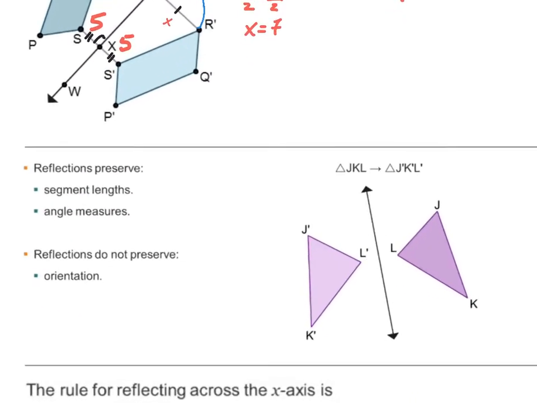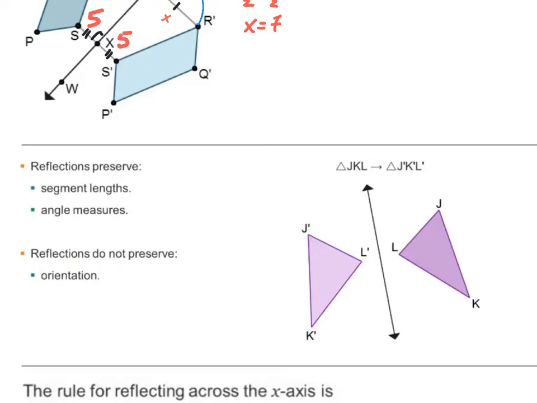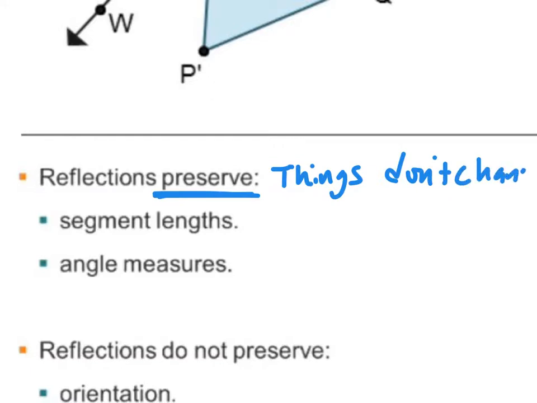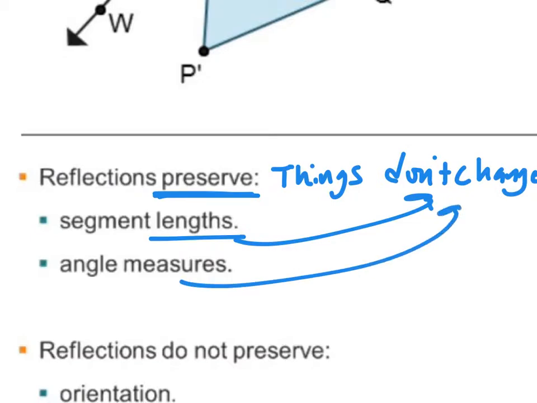All right, so now let's talk about what happens here. When we have reflections, what they do is they preserve segment lengths and angle measures. Now, preserve means that things don't change, and a lot of you are going to have that question of what does this mean? Okay, what does the reflection preserve? What that means is that things don't change, okay? Specifically, the lengths, those are the things that don't change. Put an E on the end. And angle measures don't change.